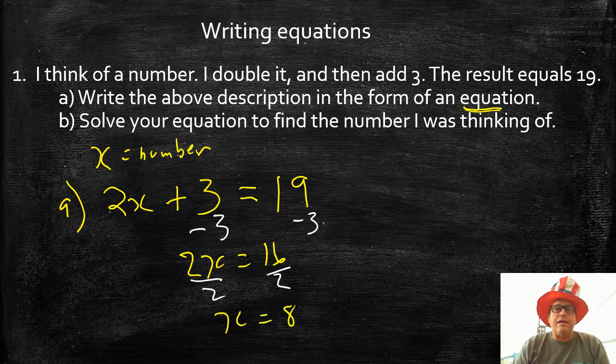Again, we can check it. So I think of a number. I think of 8. I double it. That gives me 16. Add 3. I get 19. Our answer is correct.